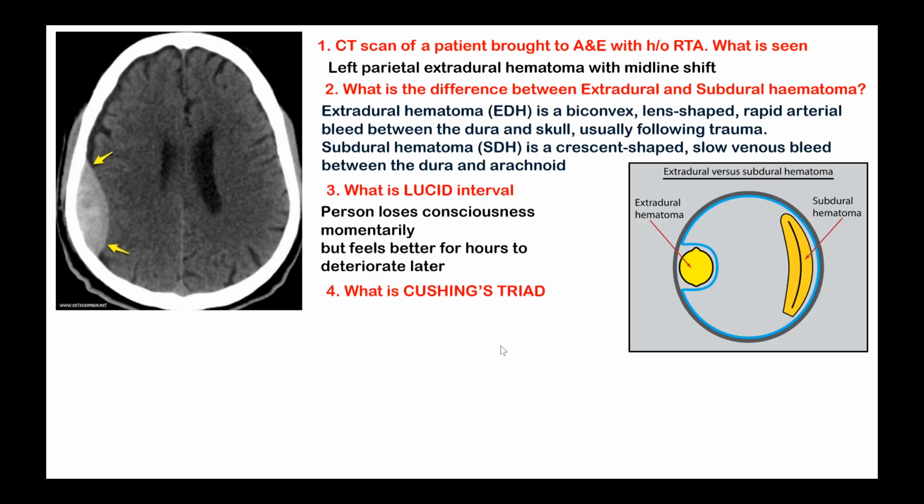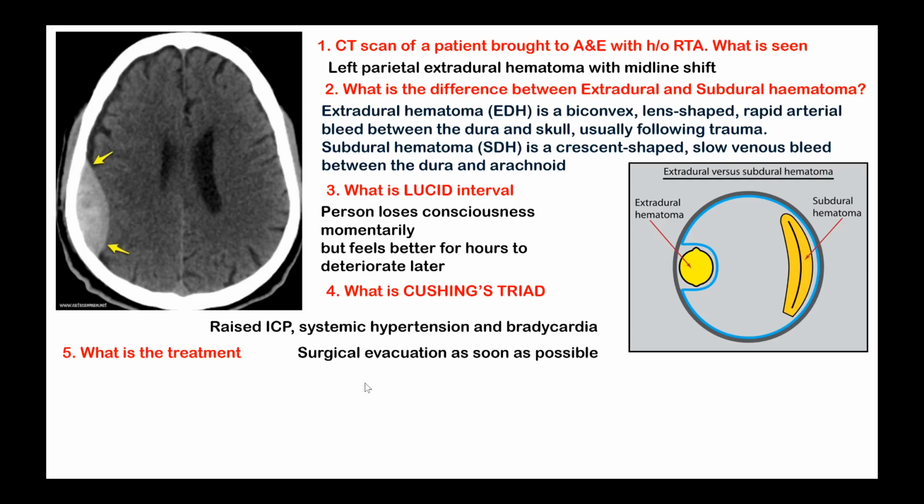What is Cushing's triad? Hypertension, bradycardia, and irregular respiration. Raised ICP. So systemic hypertension, bradycardia, and raised ICP, all the three are called Cushing's triad. What is the treatment for this extradural hematoma? Decompression craniotomy, surgical evacuation as soon as possible.